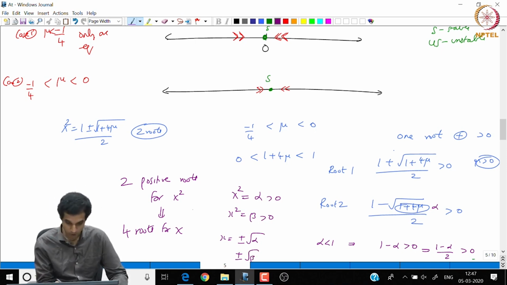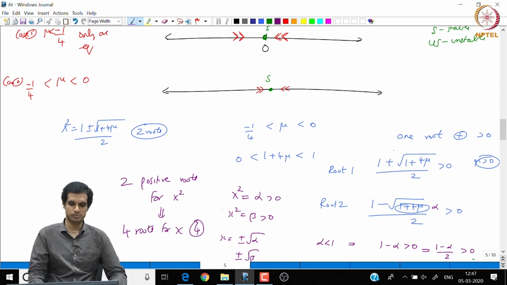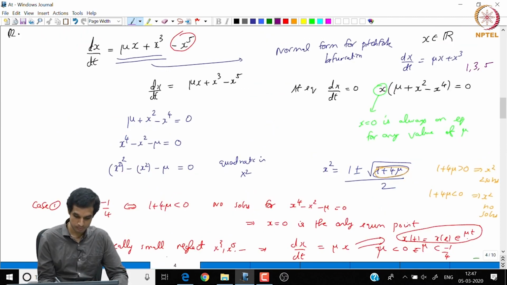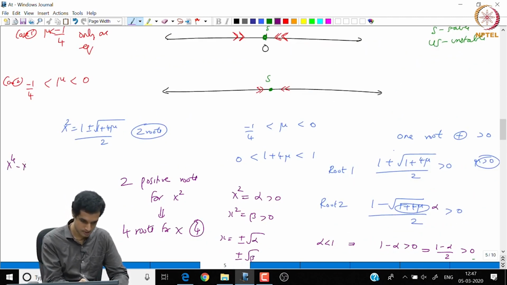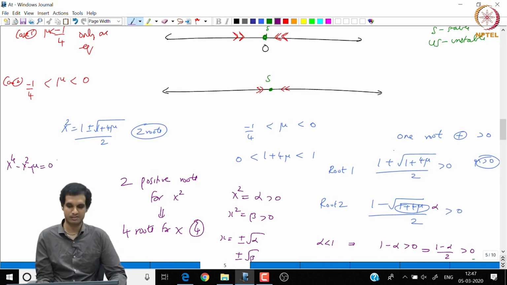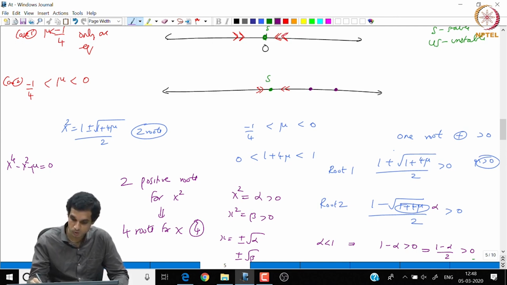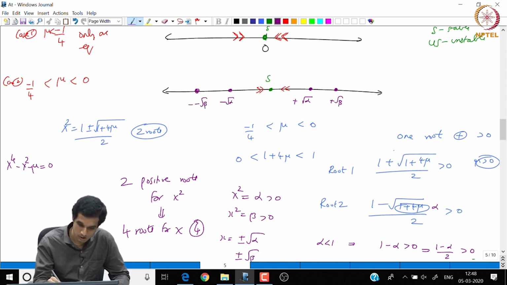So, we now have 4, the maximum possible roots for this fourth order equation, x power 4 minus x square minus mu equal to 0. So, we now have the maximum number of roots, and now what happens is, these are the positive roots, this is plus root alpha and this is plus root beta, and this is minus root alpha and this is minus root beta. We have now two other roots.